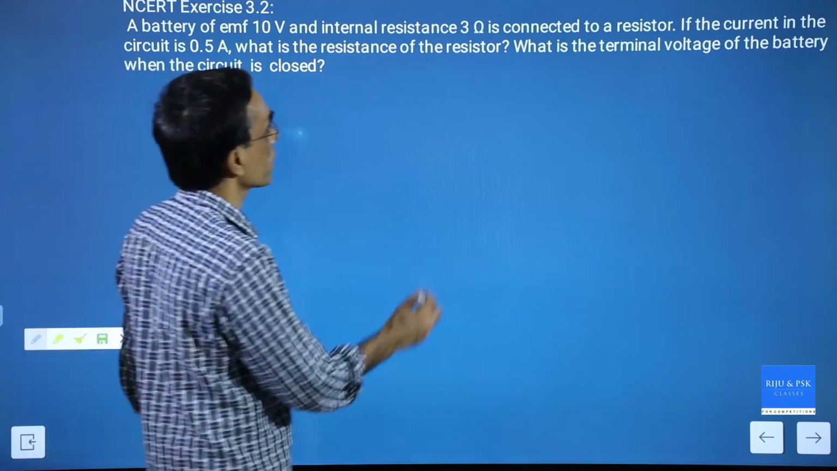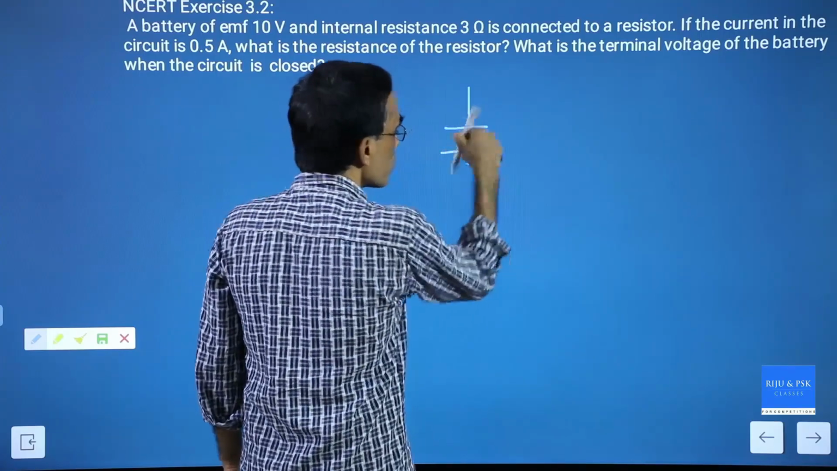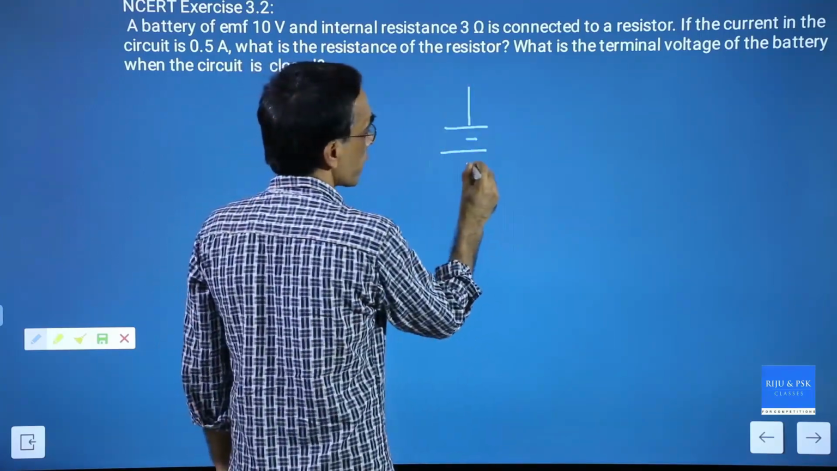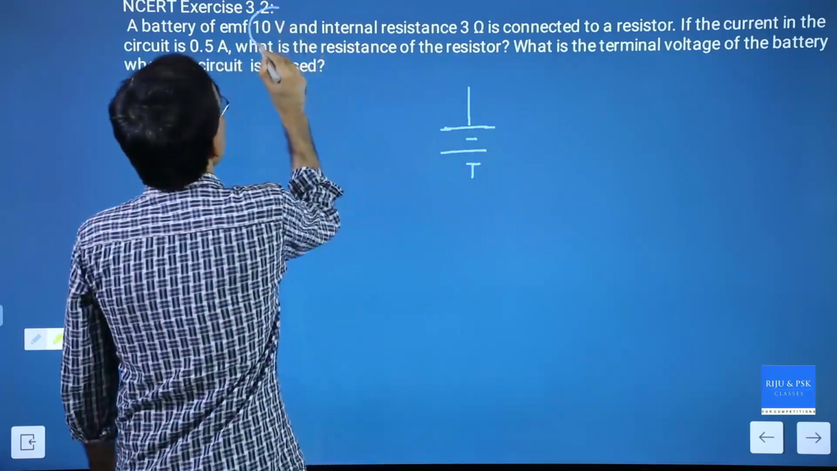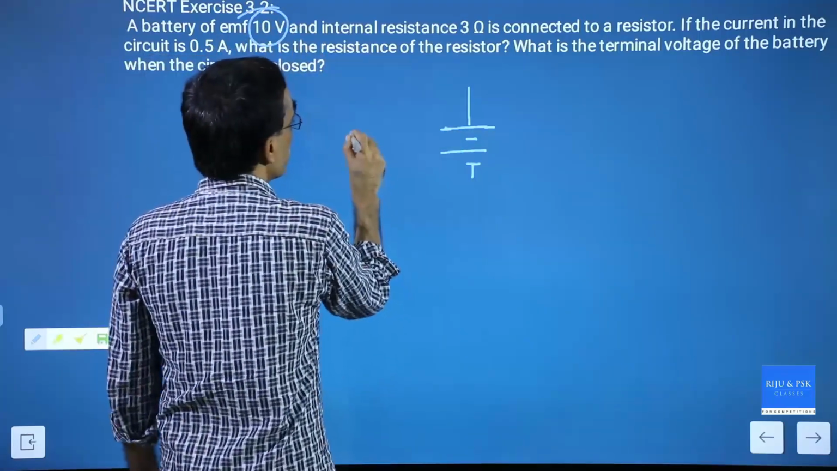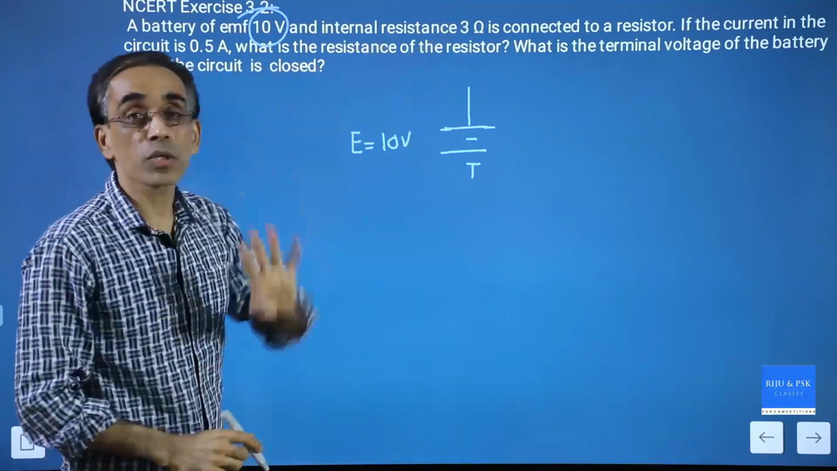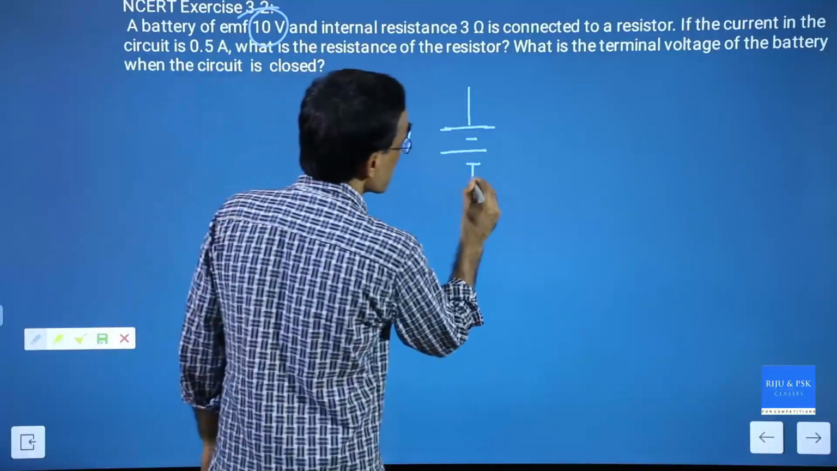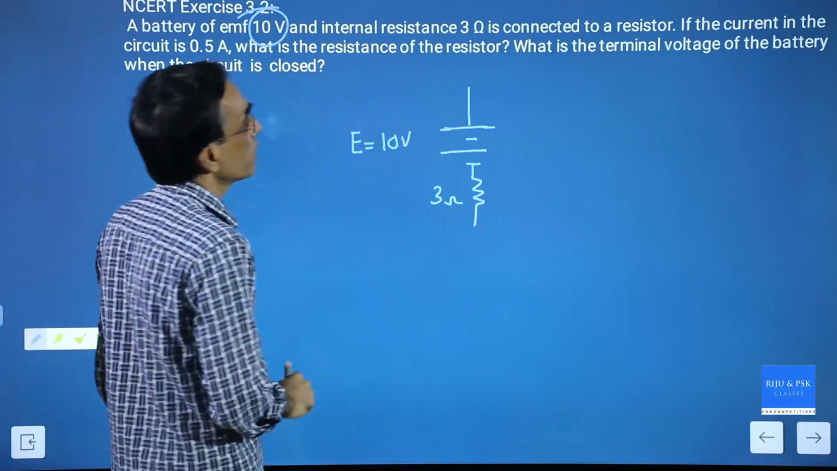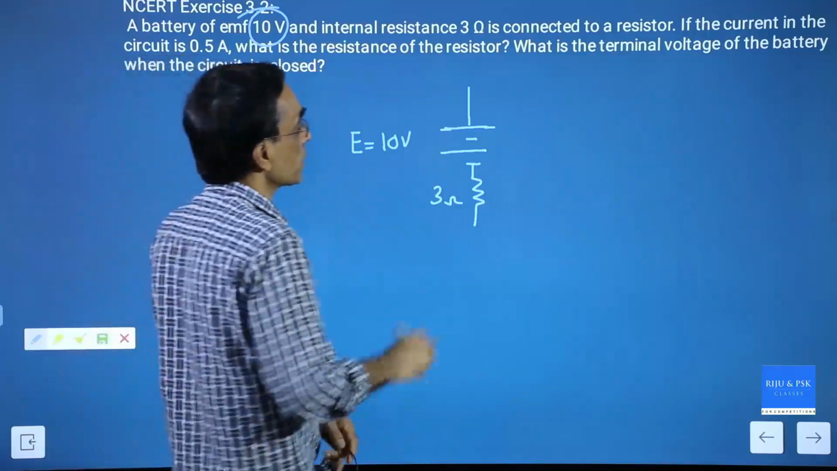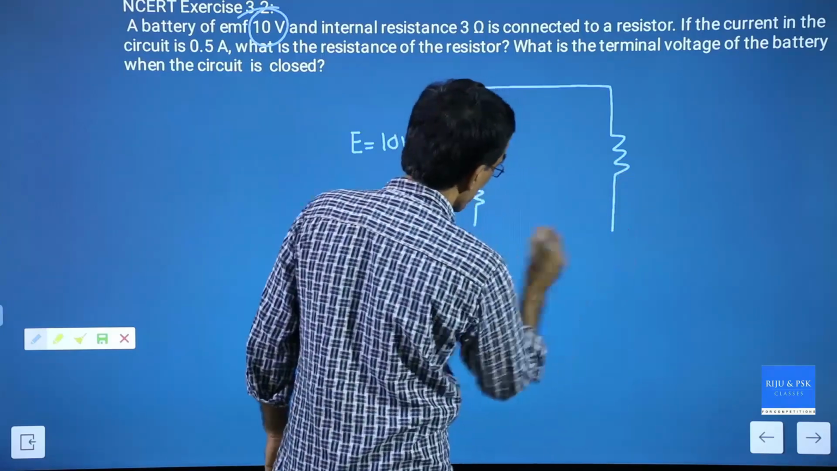Okay, how to handle this. A battery means it should be a set of cells, so you can draw 2 cells or 3 cells, like this. This has got a 10 volt EMF, which means that EMF is given as 10 volt. Internal resistance is 3 ohm. Where to put this internal resistance? That must be put here in series. This is 3 ohm. This is connected to a resistor, just like the previous diagram we did, we should connect like this.